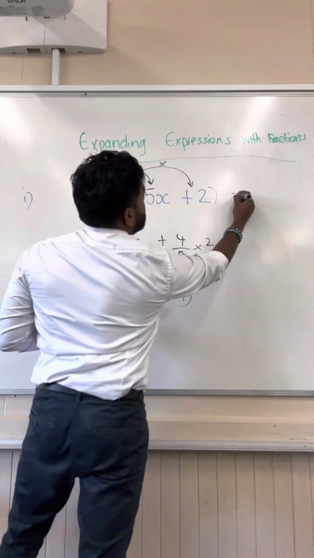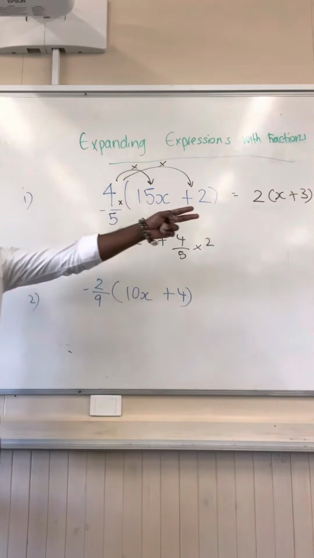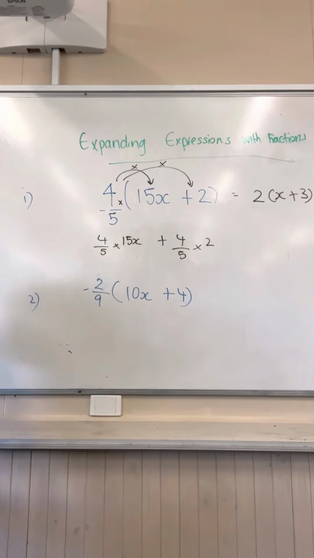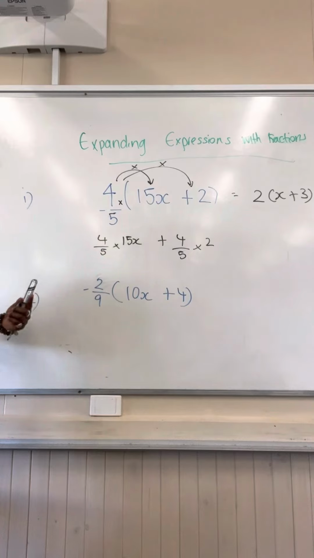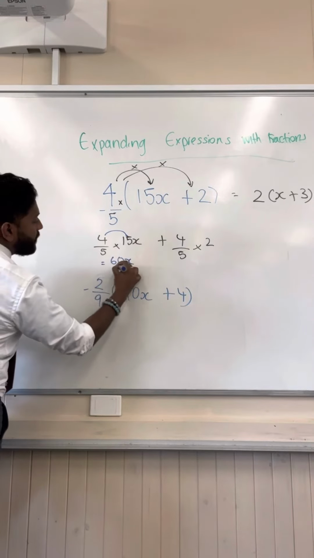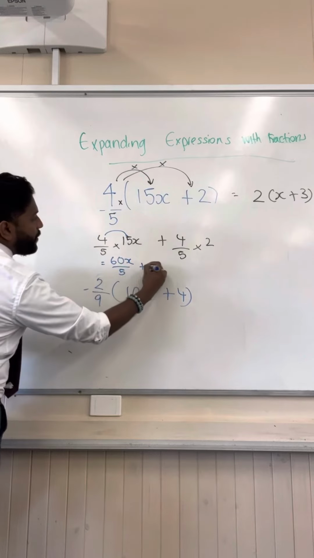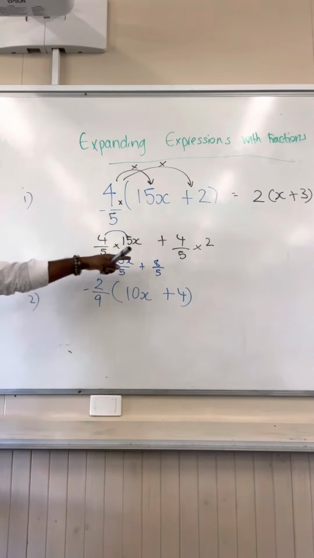Look guys, have a look at this here. 2x plus 3. So would it be 60? It's literally the same thing. So here, there's two ways to do this question. The first way is to do 4 times 15. This is the longest way, which is 60x over 5 plus 8 over 5. Then you have to simplify it.